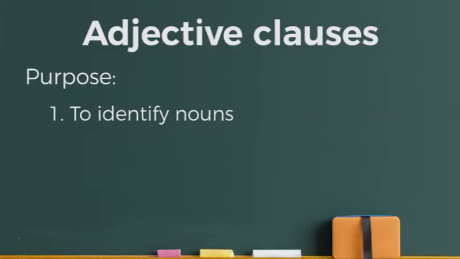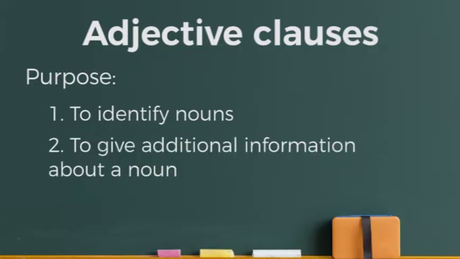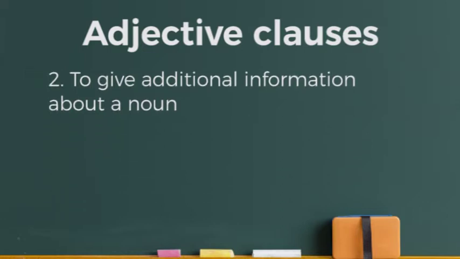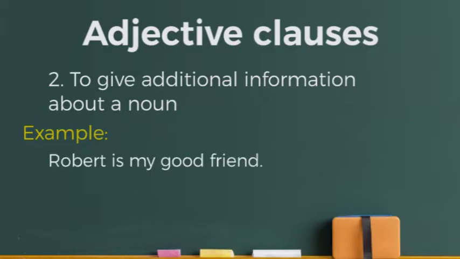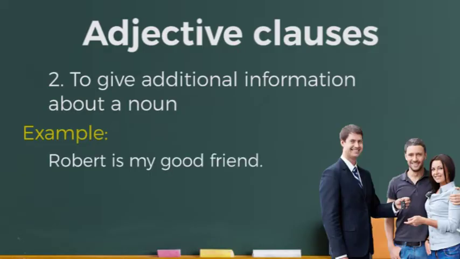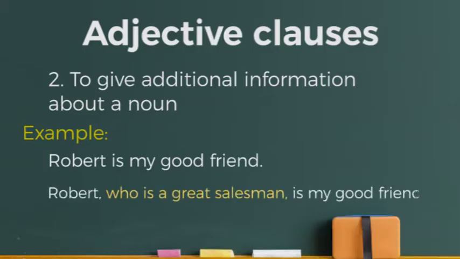The other use for adjective clauses is when we want to give extra information that is very general about the noun we are talking about. Let's see another example. The sentence in this example, "Robert is my good friend," we can use an adjective clause to give extra information about the noun Robert. In this case, the extra information is "who is a great salesman."